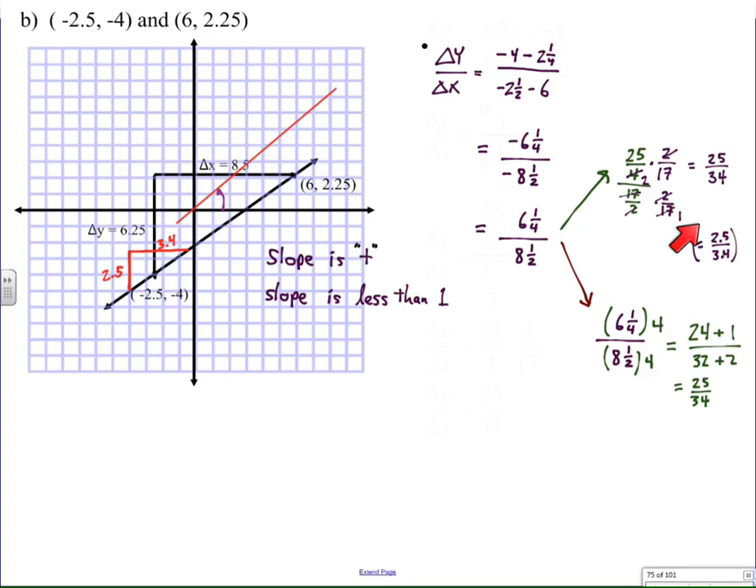Look at this, 25 over 34, 25 over 34. Here I had to do all sorts of crazy multiplying and crossing out and goofiness. Here I just used the distributive property elegantly, and there I get the result. One more quick example before I end this instructional video.